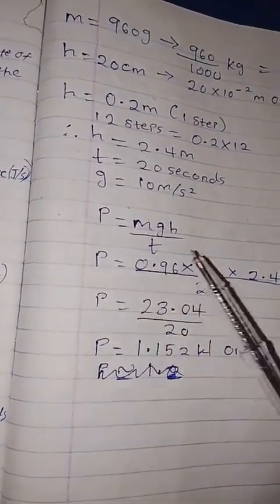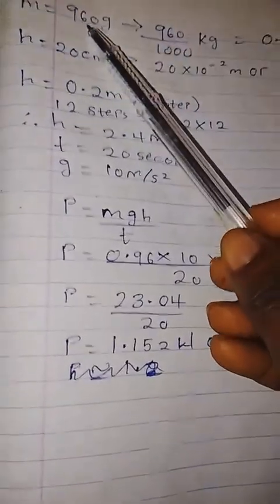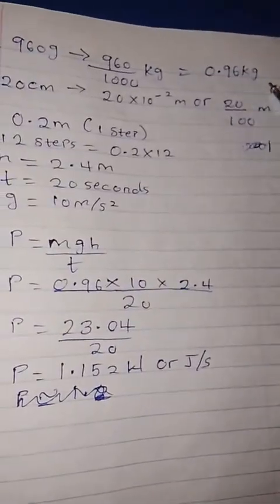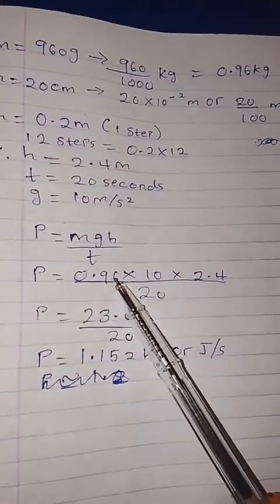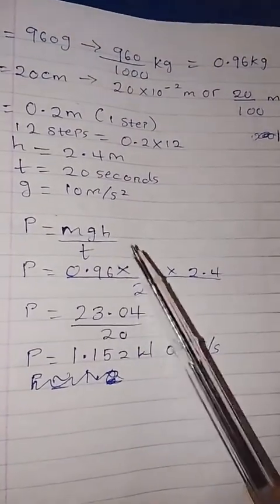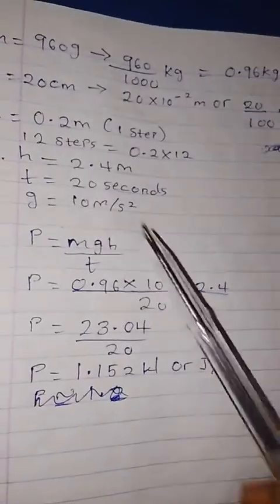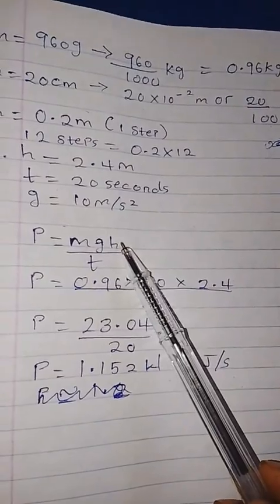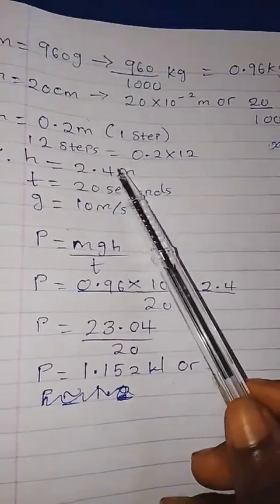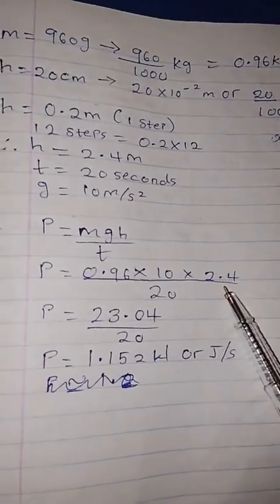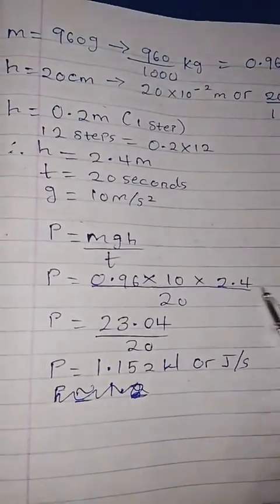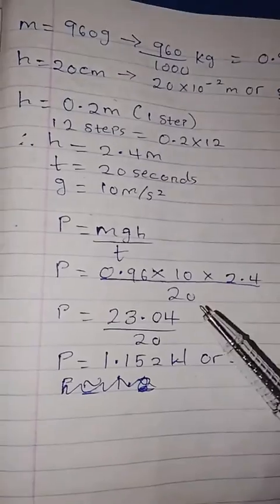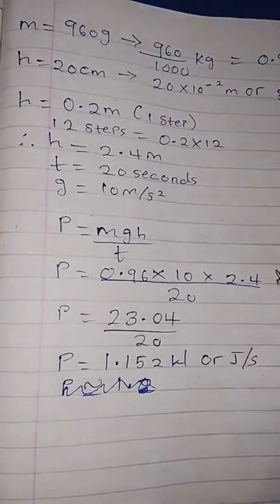So P is equals to, what is the mass? Don't forget, the mass is no longer 960 but 0.96 kg. So that's why it's 0.96 that is here, times our gravity is how many? 10. Write it, 10, times our h. Now our h is how many? Our h is 2.4. So we write 2.4, all of them over our t. What is our t? Our t is 20. So write our 20.